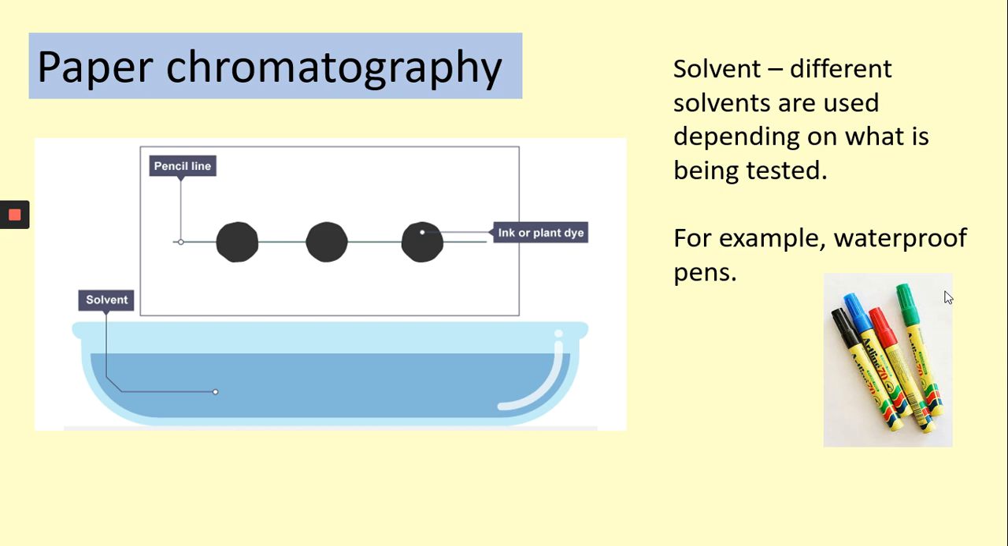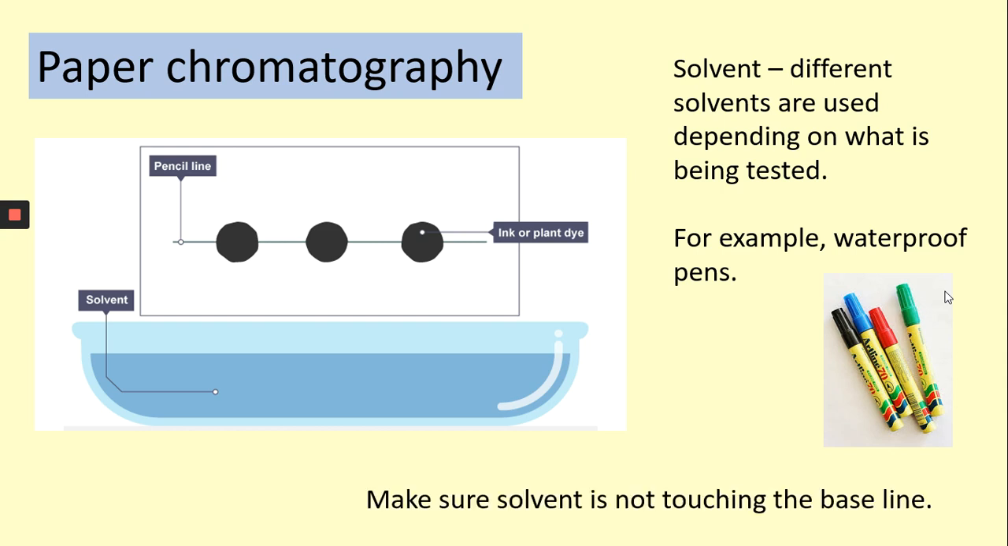When you did your practical, you would have made sure that the pencil line was always above the solvent. That's because otherwise, our substances, if they were underneath the solvent, they would become washed away and we wouldn't be able to see anything. So that's one really, really important thing to be aware of, and they generally look out for it.